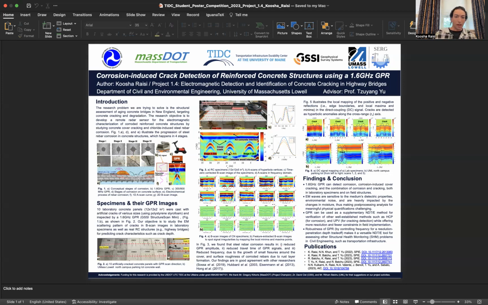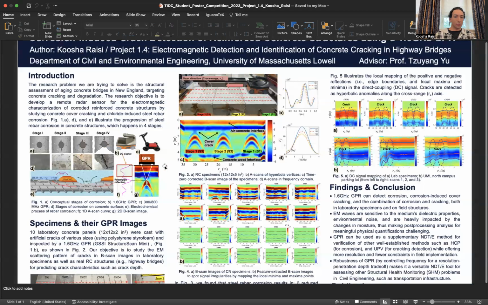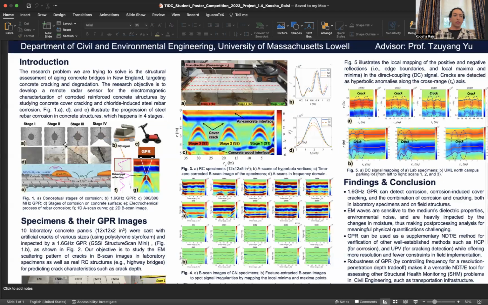And as you can see in figure 1, corrosion happens in 4 qualitative stages. Of course, we have a variable called degree of corrosion that we can use to more accurately characterize the advancement of corrosion. But conceptually, we can put it in 4 categories.